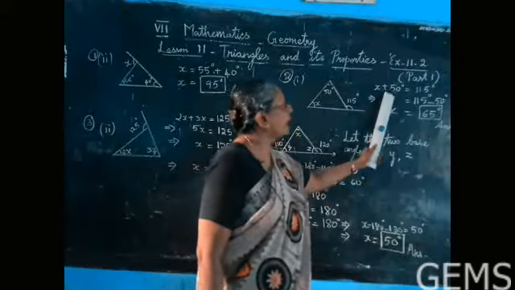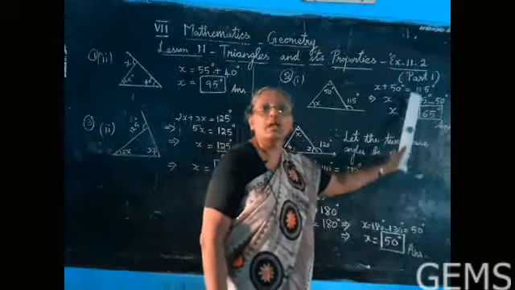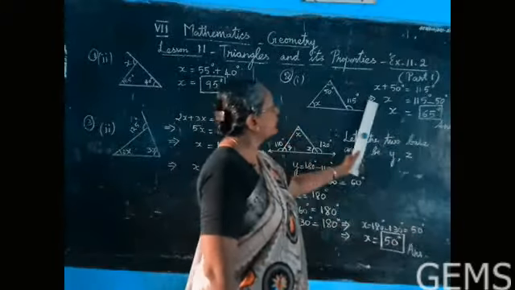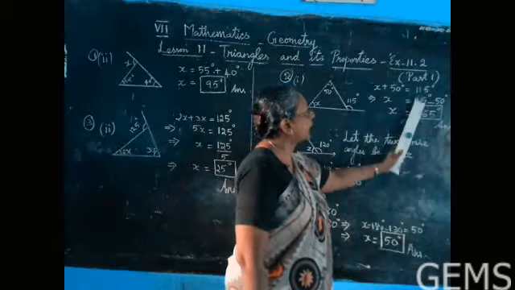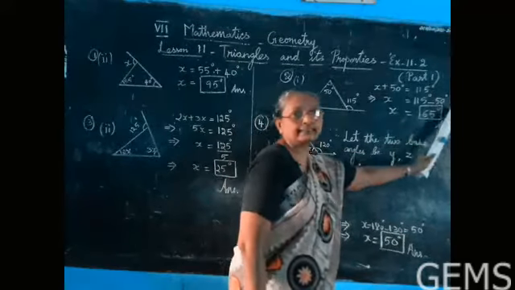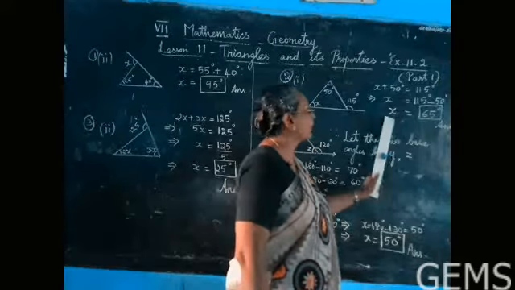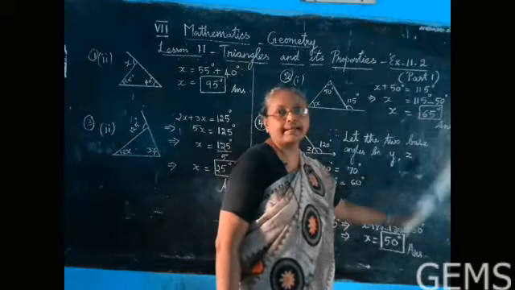Therefore x plus 50 degrees is equal to 115 degrees. From here it implies x is equal to 115 degrees minus 50 degrees, taking 50 to the other side. Therefore x will be equal to 65 degrees.